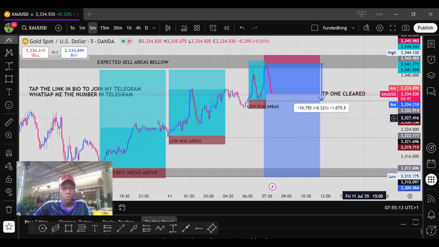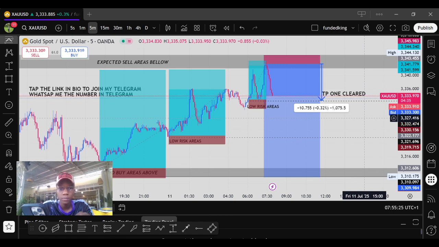So about trading, taking the sell, 10 pips we have banked in just less than a few minutes, and the market is strongly bearish. As far as you know, take profit 1 is already cleared. Take profit 1 cleared.